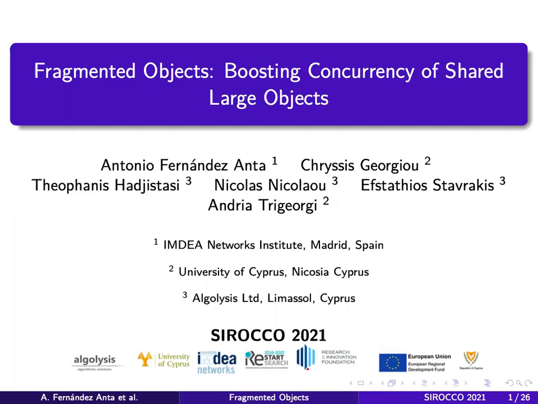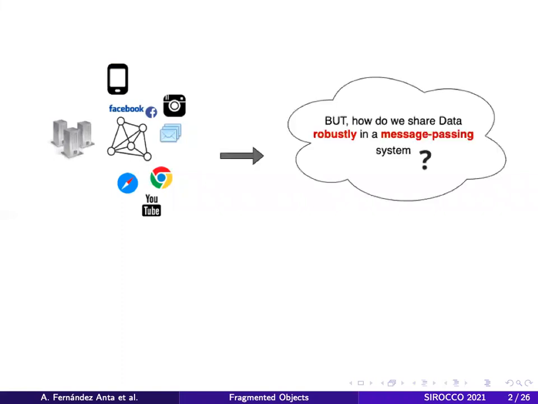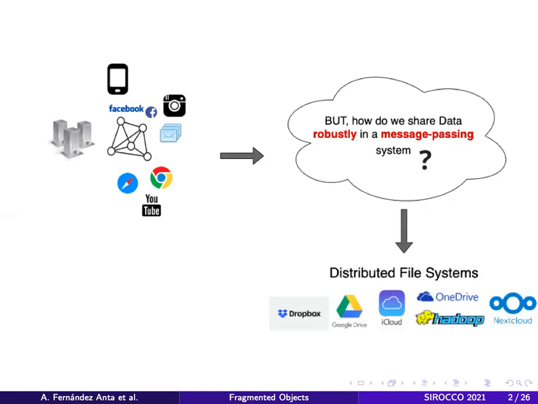I'm going to talk about how to boost concurrency of shared large objects using a fragmentation strategy. Data are rapidly generated through applications, social media, browsers, and so on. The big question that arises is how to share this data robustly in a message passing system. So, distributed systems are being used to manage this data.